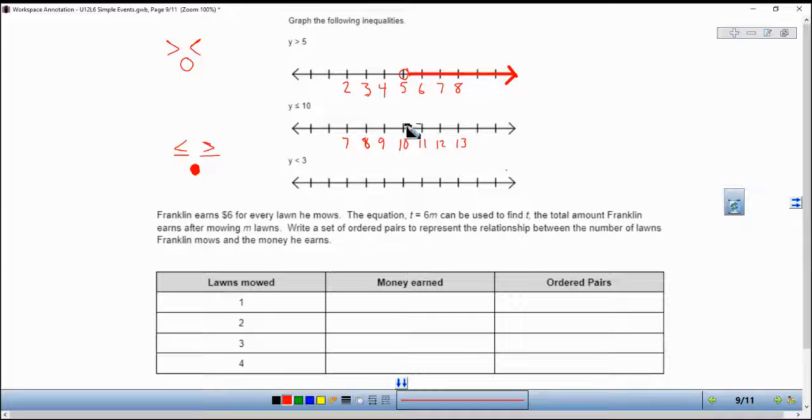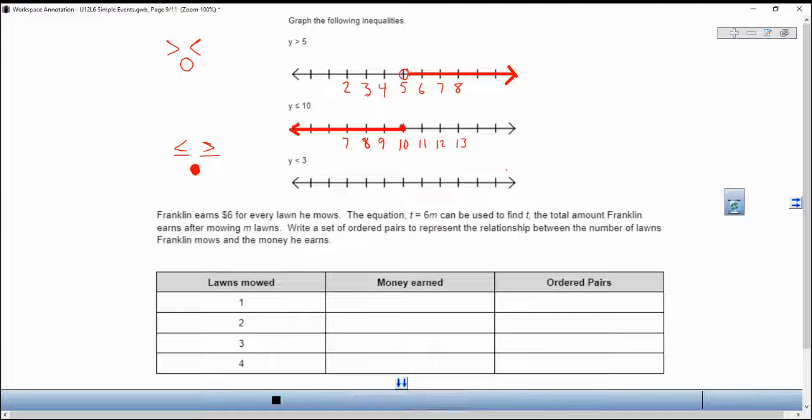We're going to have a closed dot because it's "or equal to." It includes the 10, and it's less than or equal to. So we're going to be going in the less than direction. Less than or equal to.